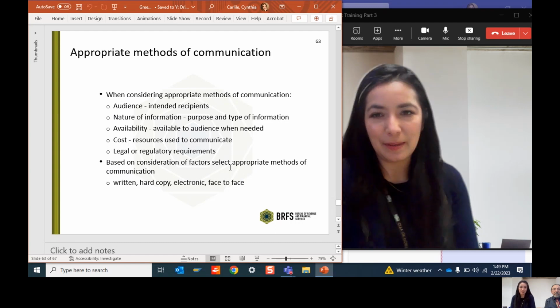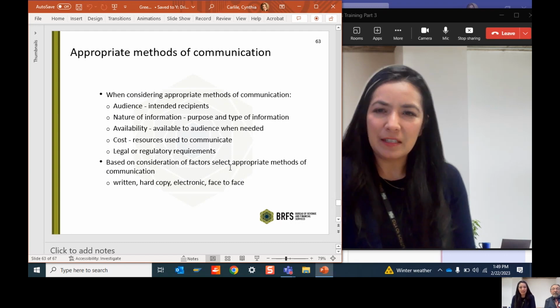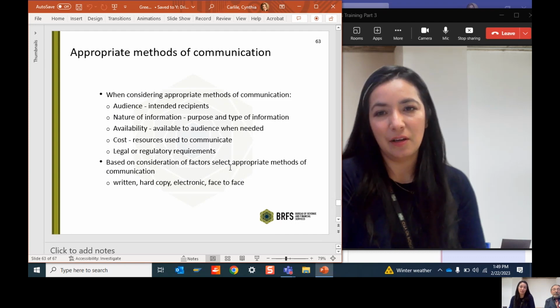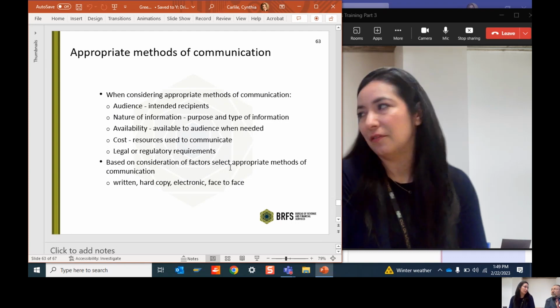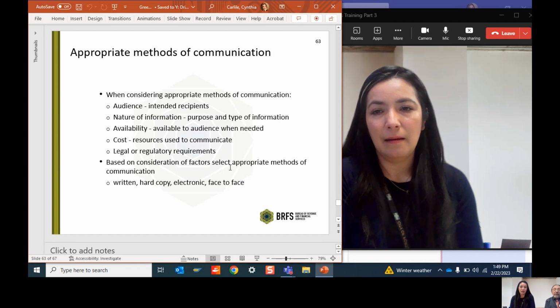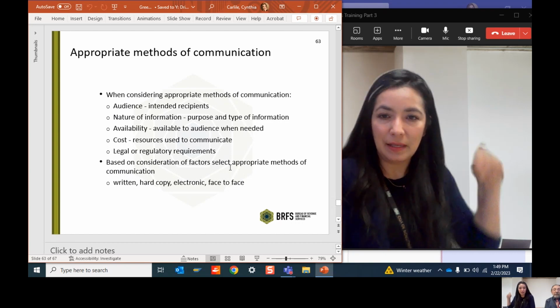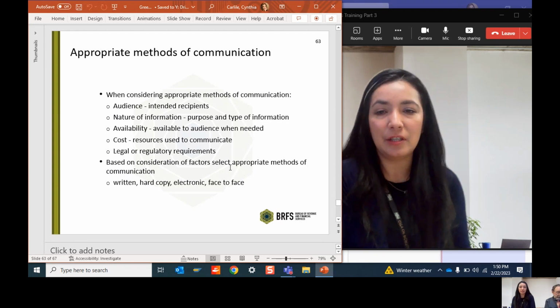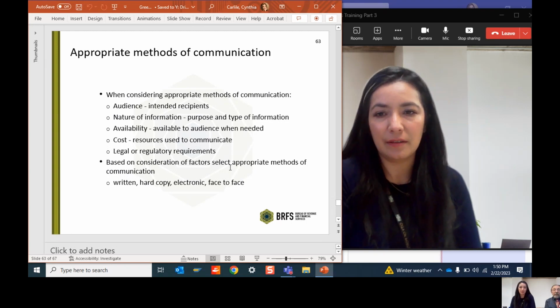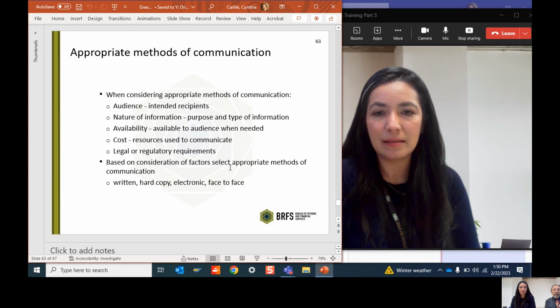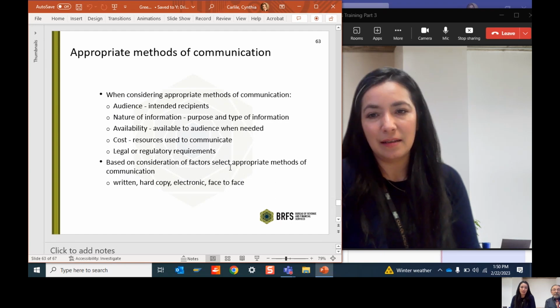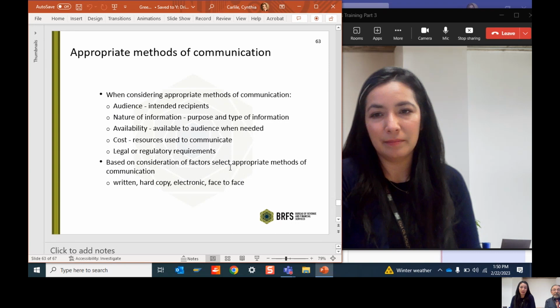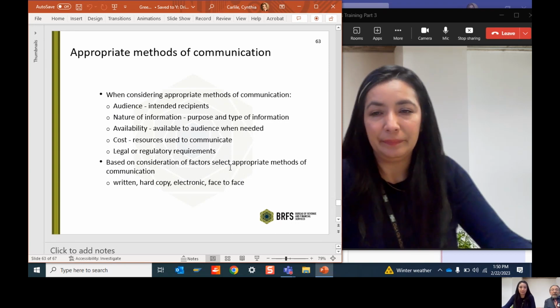Availability, I was curious about this one. This means that it's available to the audience when needed. So again, kind of going back to that principle of providing information on a timely basis. Cost, meaning you need to think about the resources it's going to take to communicate that information. And of course, any other legal or regulatory requirements. And this can be done in written form, electronic, hard copy, or face-to-face.